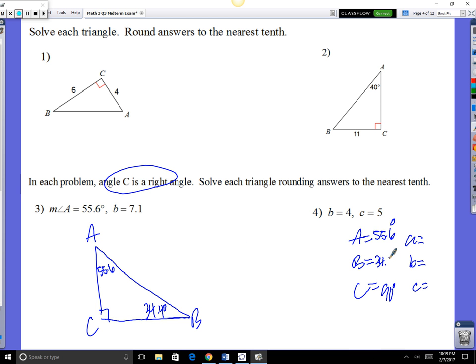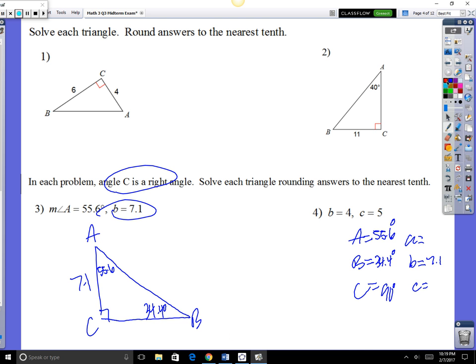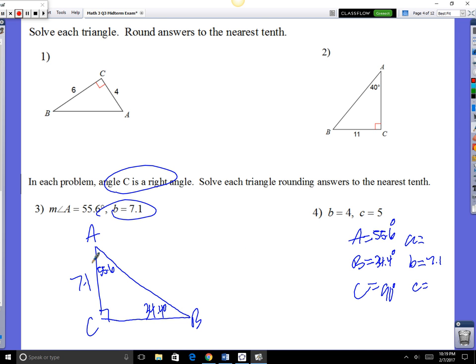So angle B is 34.4. Side B is 7.1, and side B was this one right here. Okay, now you gotta mark it up. So you either mark it from B or you mark it from A. So I'll mark from A. If I mark from A, this piece is my hypotenuse, this piece is my opposite, and this piece is the adjacent.